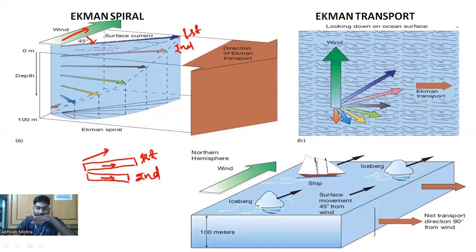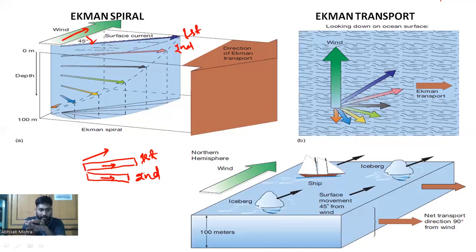When the first layer is in motion, the second layer is also dragged. It also tries to move in the direction in which the first layer is moving, but again Coriolis deflection will cause it to deflect towards the right in the northern hemisphere. So if the first layer is moving in this direction, the second layer is moving at a direction to the right of the first layer.